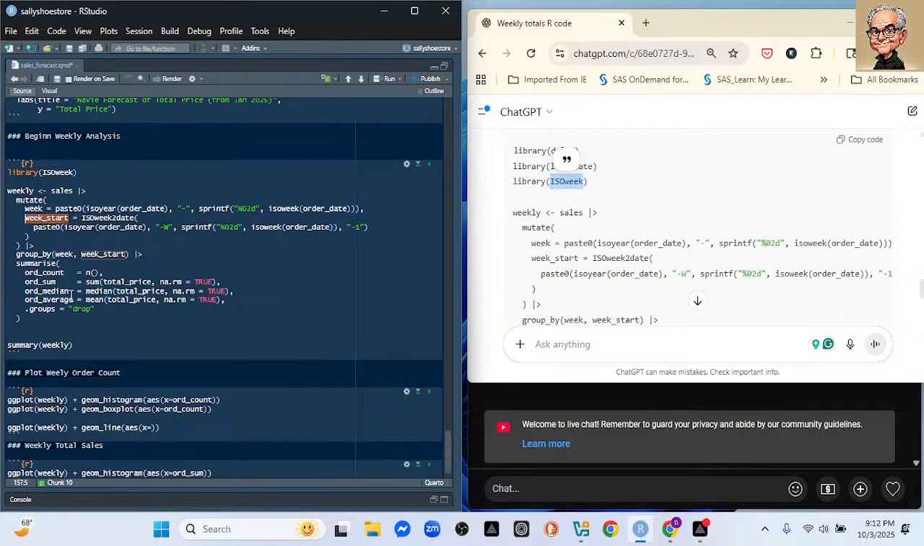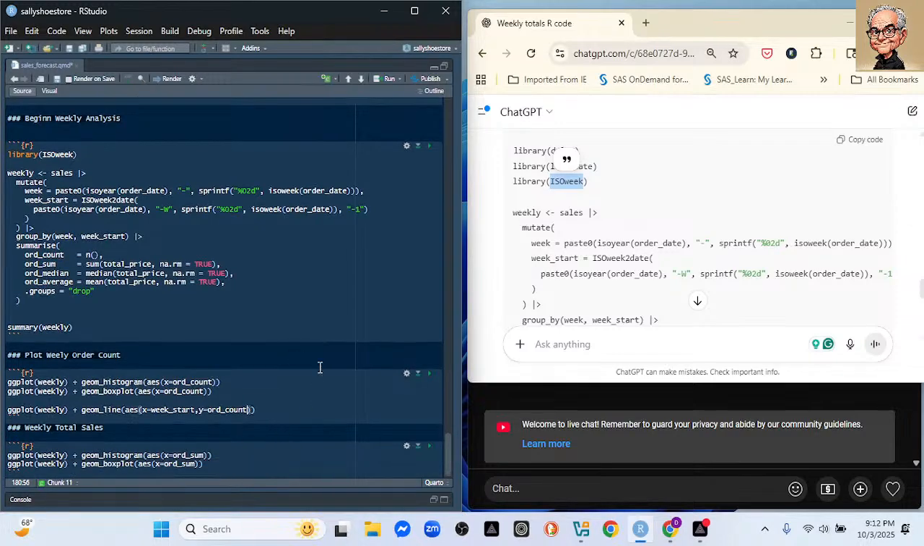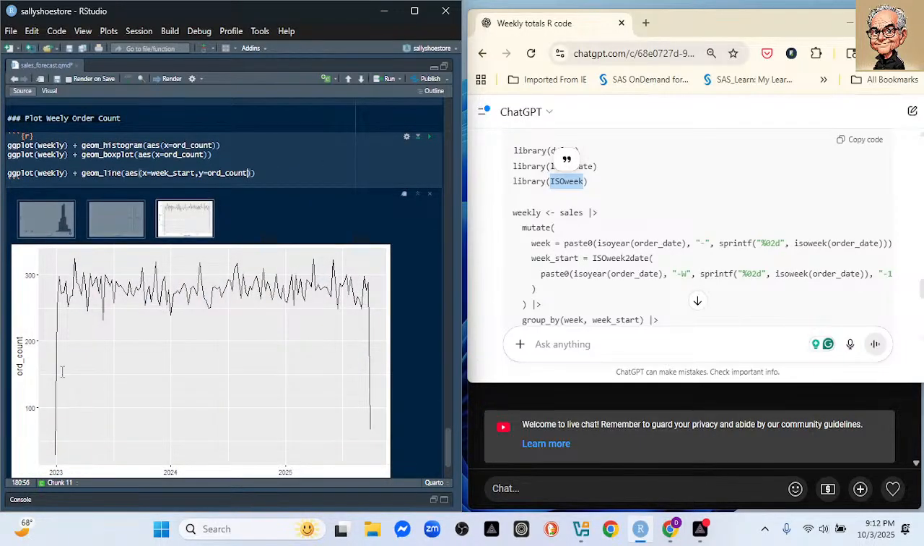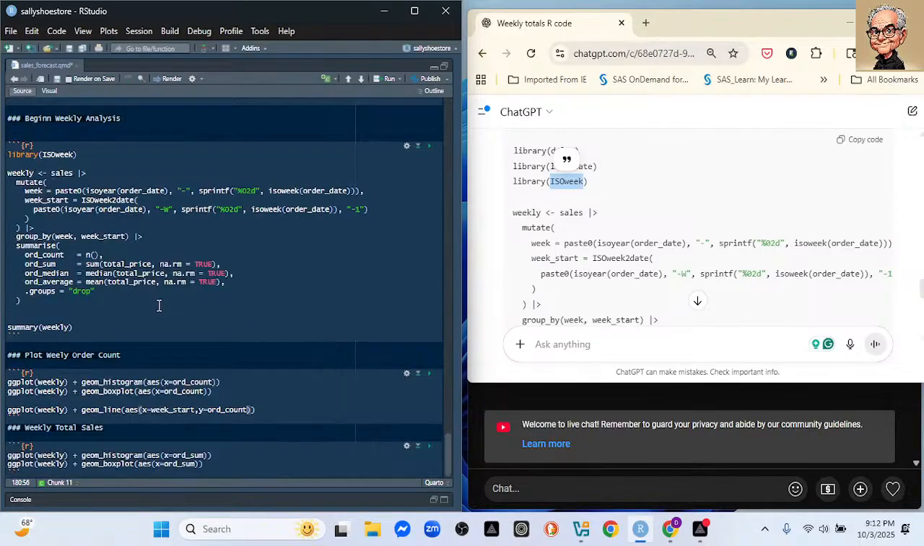Week start equals, let's try order count. So we're trying to eliminate some of the volatility from this, okay? Look at this. Oh, man. Okay, that's a little crazy, isn't it?